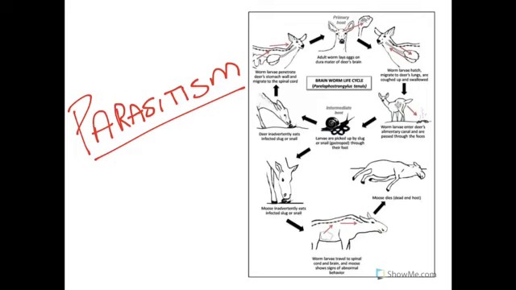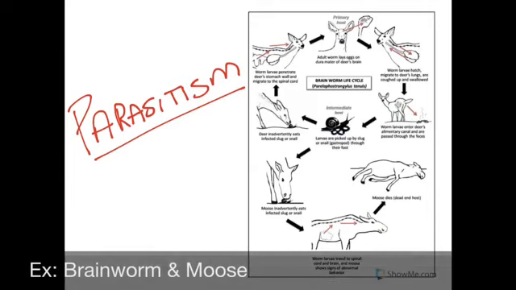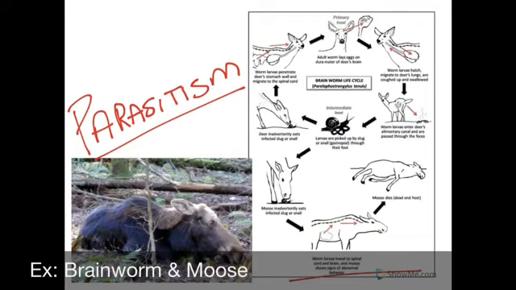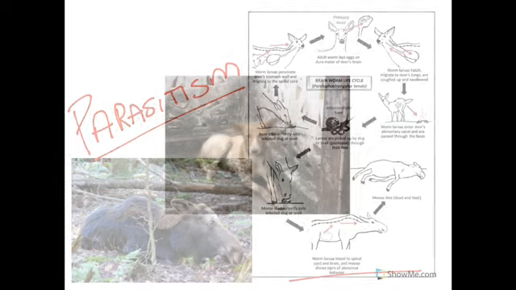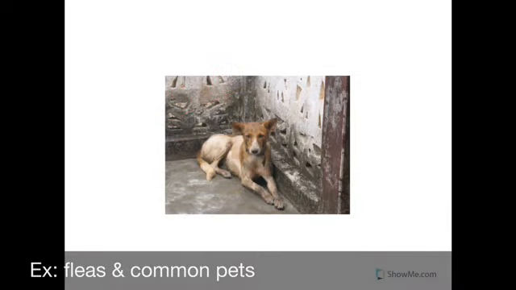So one example we have of parasitism is a worm called brainworm that is going to drive moose crazy and then it'll kill them. So this here shows the life cycle of the brainworm. And here's a picture of a moose showing signs of brainworm. Another parasite we know well are fleas. Fleas are parasites of many animals, including dogs and cats. They feed on the animal's blood, and they can actually kill the animal if they get bad enough.